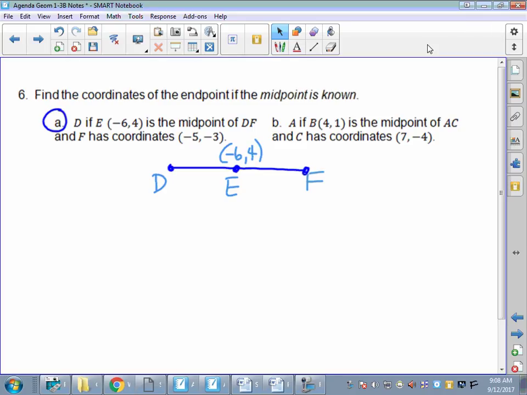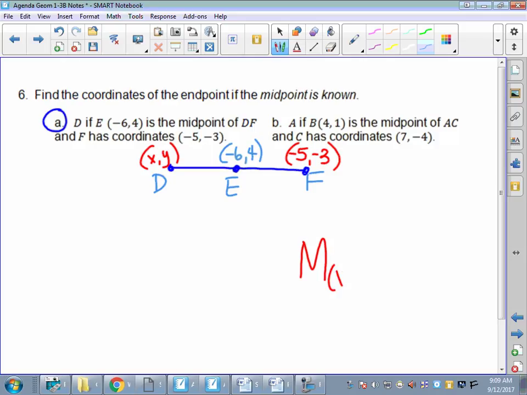Do we know the coordinates of D? We don't, do we? Do we know the coordinates of F? F has coordinates of -5, -3. I'm very much a diagram person. Now I know that I drew a horizontal line. It doesn't really lend itself. If you want to use a graph, go ahead. But I do want to see your math and using your formula.